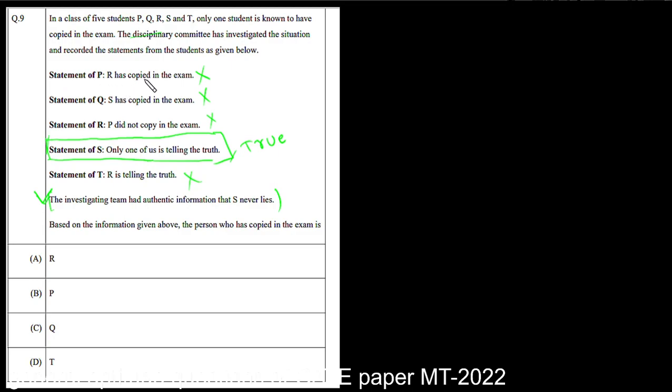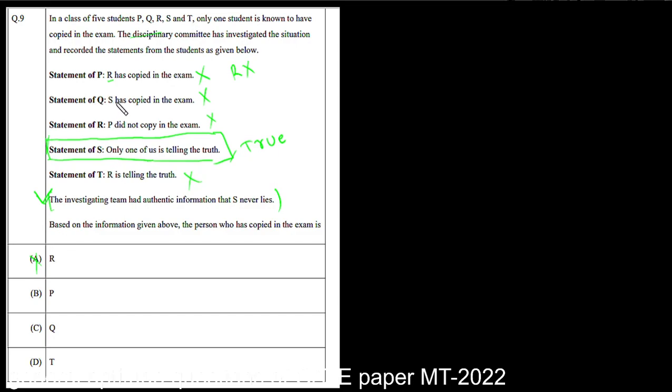So now let's read again the statement of student P. Student P says R has copied in the exam. Now this statement is false, so R has not copied in the exam, because we have to take the opposite statement to make it true. So we can cancel out this R, and we can also cancel out option A.